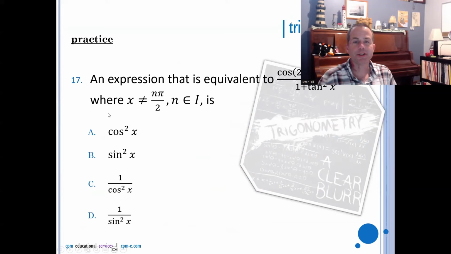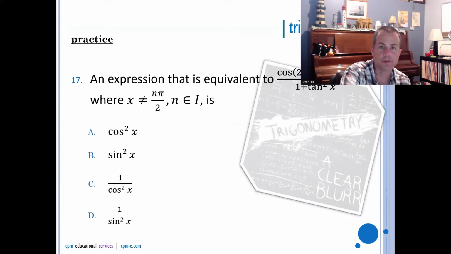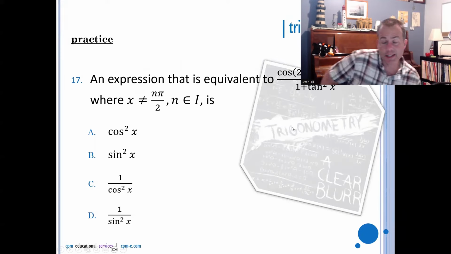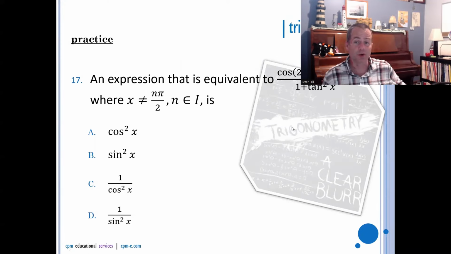Okay. An expression that is equivalent to cos of 2x plus 2 sine squared x all over 1 plus tan squared x. Okay. Well, I can see that this is going to involve some identities, and I'm just going to try and start playing with things. So grab your formula sheet because that's something that you're going to want to work with.